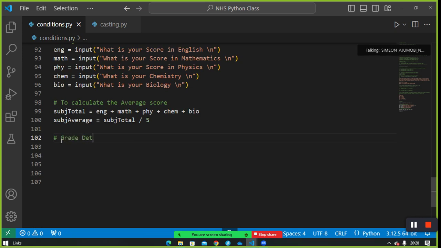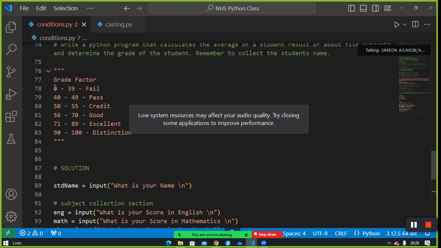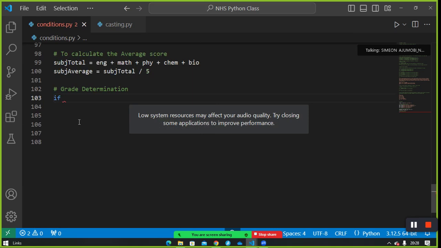Henceforth, this is how you should be writing programs for me. Each section should be commented first. Comment the first topic, what you want to write, the program you want to write below. Comment it first at the top. This is grade determination. To determine the grade, we're going to be using an if statement, saying anything from 0 to 39 is failed.